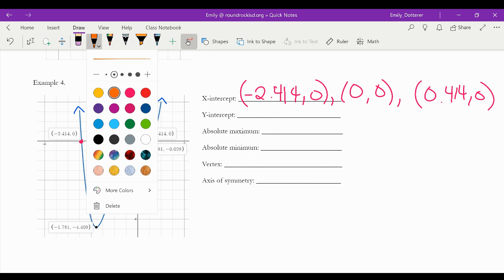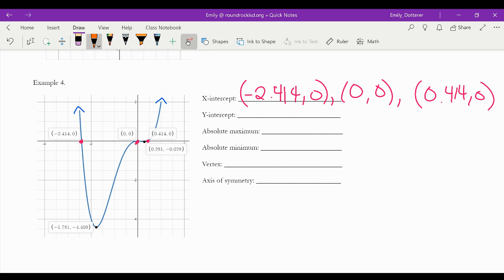And a graph will only ever have 0 or 1 y-intercepts, otherwise it's not a function. It is okay for there to be the same point on the x-intercept as the y-intercept. So if it's 0, 0, it's both x-intercept and y-intercept. So it's okay for that point to appear twice.